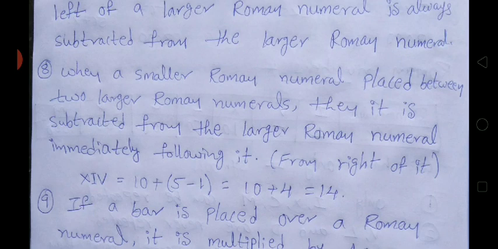When a smaller Roman numeral is placed between two larger Roman numerals, it is subtracted from the larger Roman numeral immediately following it. See the example: XIV. I is the smaller Roman numeral placed between X and V. Those are two larger Roman numerals. So we subtract I from V only, not from X, because the smaller one is immediately followed by V. After I, we have V.